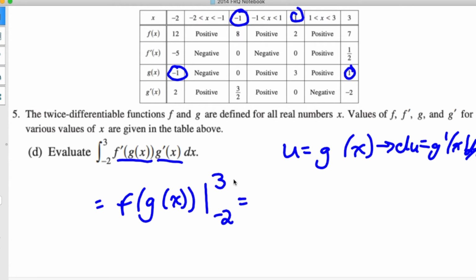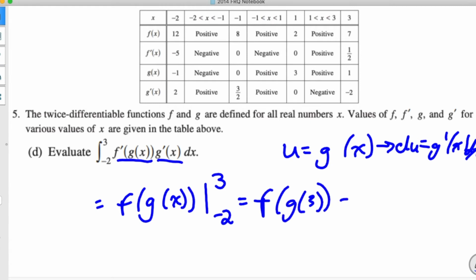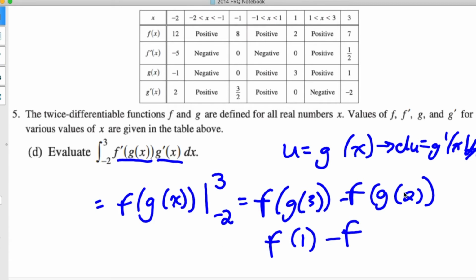That's what we're going to be doing right now anyway, so let's just plug those in there. Working from the inside out, see what we got. So plug in 3, so f of g of 3 minus f of g of 2. So g of 3, come up to your table. G of 3 is 1, so this is f of 1 minus f of g of 2. Sorry, that should be a negative 2. So g of negative 2 is a negative 1.